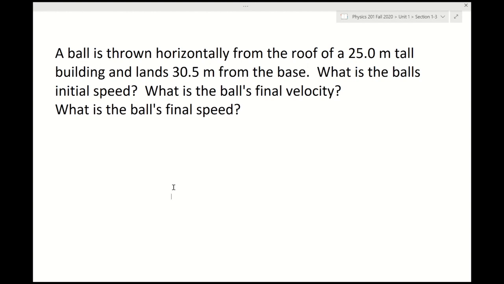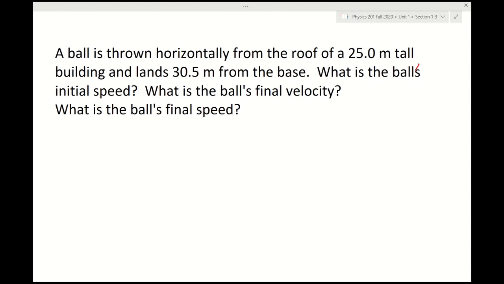A ball is thrown horizontally from the roof of a 25-meter tall building and lands 30.5 meters from the base. What is the ball's initial speed? What is the ball's final velocity? What is the ball's final speed?